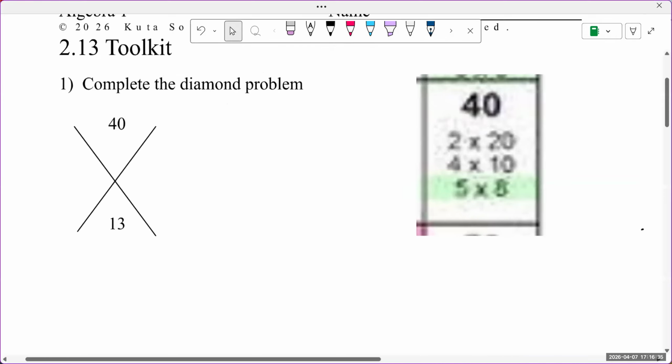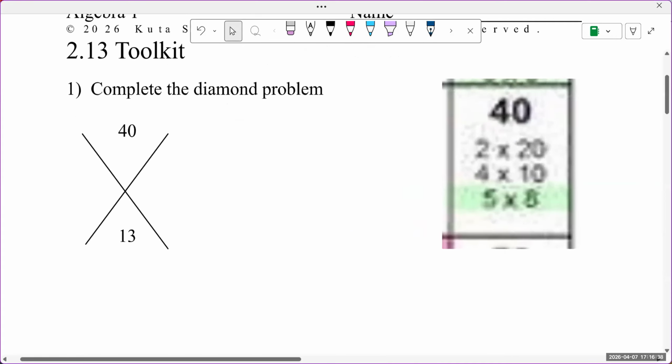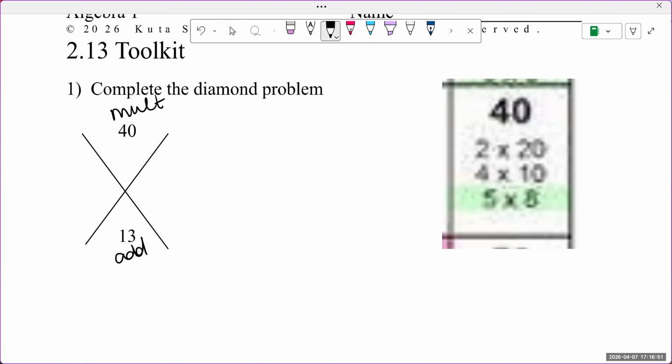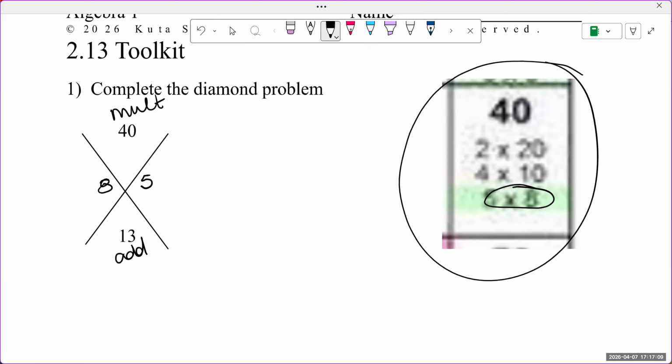Okay, number one. Now, hopefully you are seeing where these diamond problems are fitting into this unit. I need two numbers that multiply to get 40 and add to get 13. Okay. And sorry, this is so bad, but that is 8 and 5 or 5 and 8. We know that multiplication is commutative, so you could also say 5 and 8. And what is this from? This is from the chart of factors.